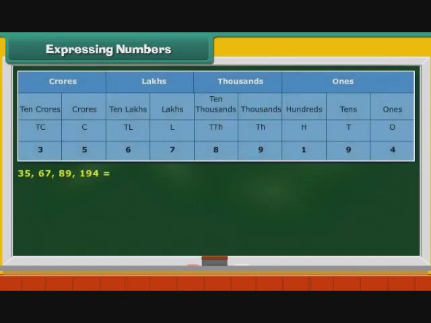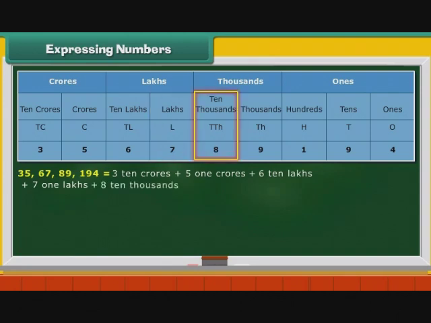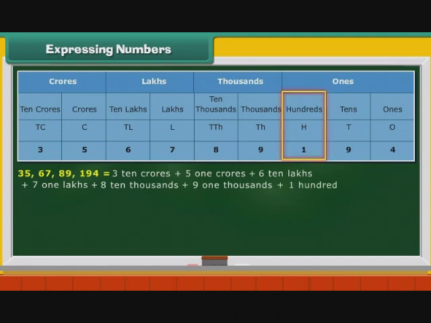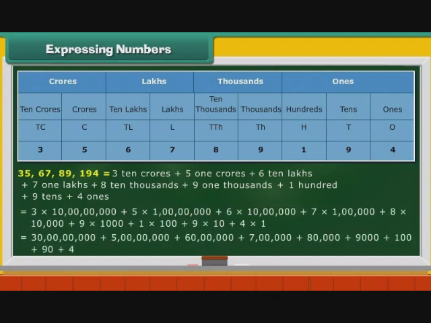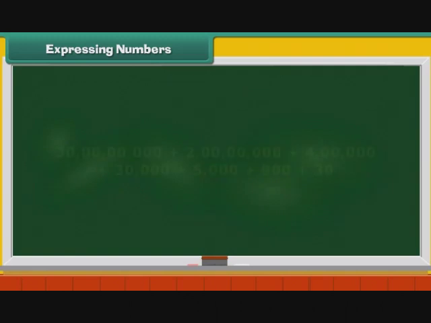35,67,89,194 may be expressed in expanded form as 30 crores plus 5 crores plus 60 lakhs plus 7 lakhs plus 8 ten thousands plus 9 one thousands plus 100 plus 9 tens plus 4 ones. Take a look at this number expressed in expanded form.